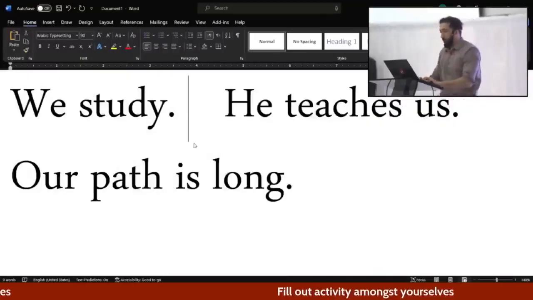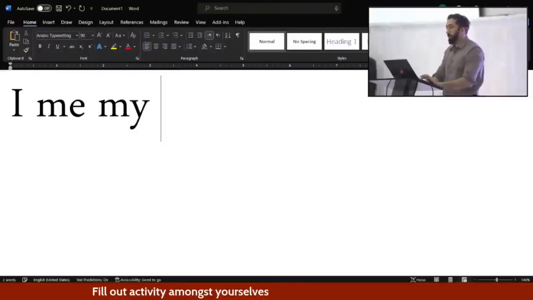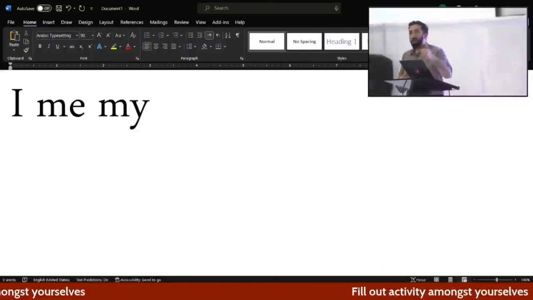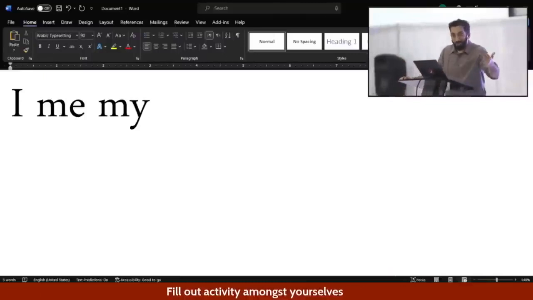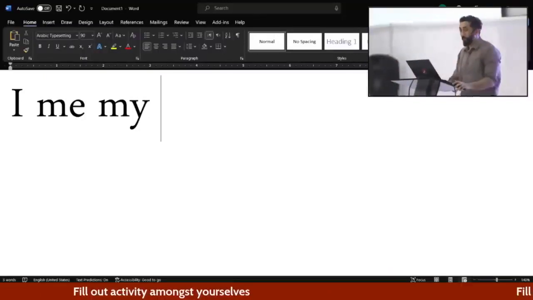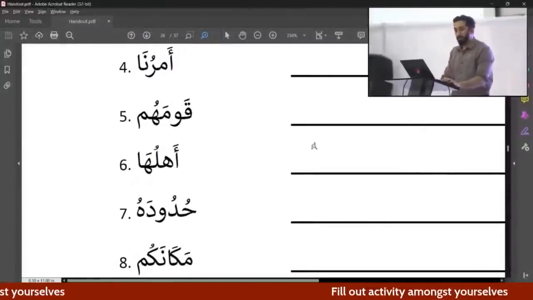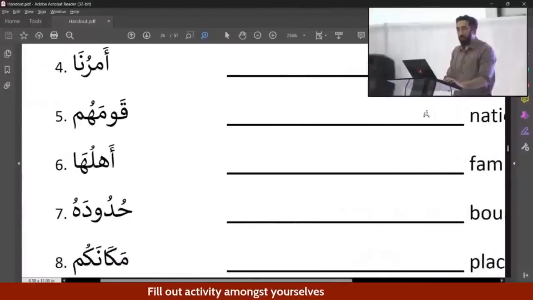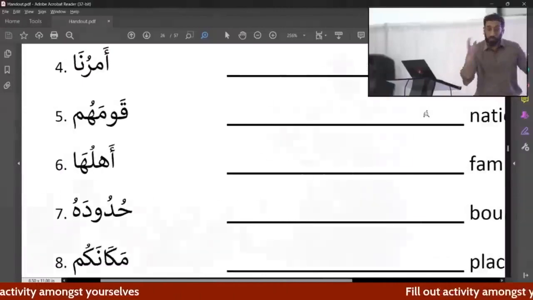Okay. What about between me or I, me, and my? Which one is rafa', which one is nasab, which one is jar? What do you think? I is what? Rafa'. Me is nasab, and my is? Good. Now you're getting it. That's why we're not going to say we command. We're going to say our command. Okay? If it's detached, then it's we.